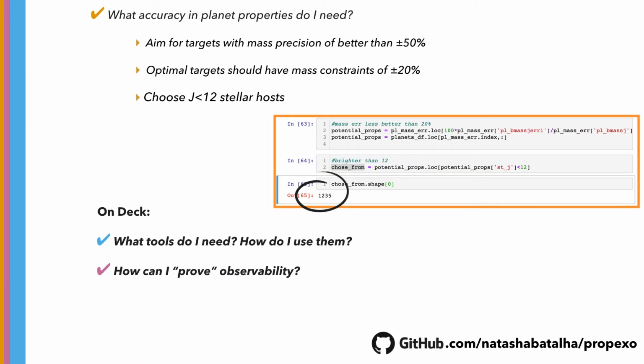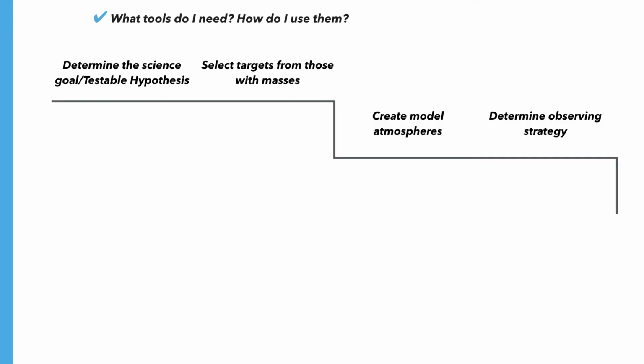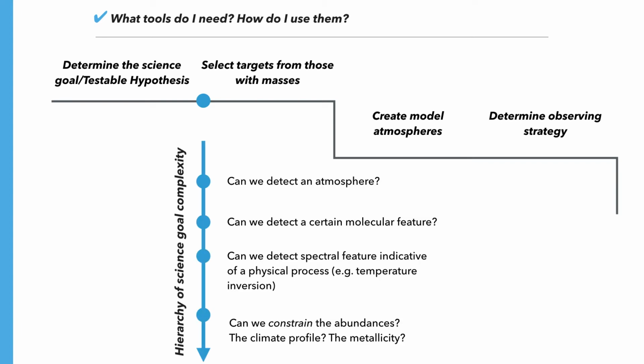Now that we have a good target list in hand, we'll focus on what tools you need to really start determining the atmospheric observability of these targets. We're going to assume for this exercise you already have a target in mind. For atmospheric studies, when you are determining your science goals and hypotheses, the first thing you have to decide is where you sit in this hierarchy of science goal complexity.